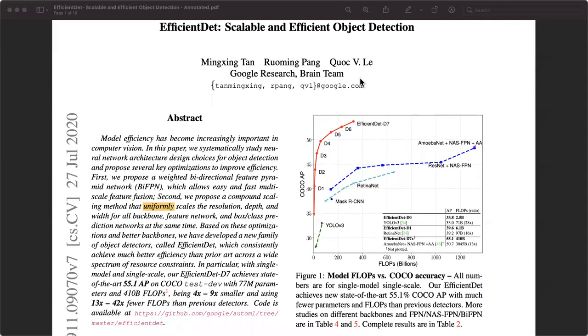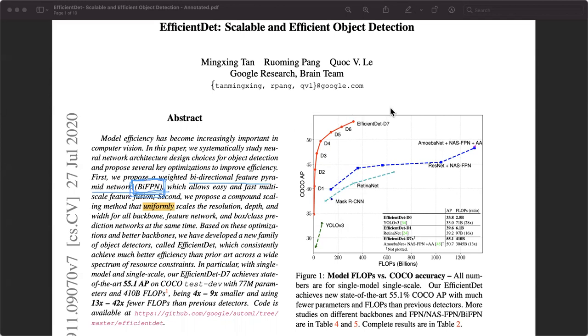Okay, so let's go to the main contributions. First, they propose a new architecture, which is a bi-directional feature pyramid network, BiFPN. It's mainly about the way to aggregate multi-scale features.